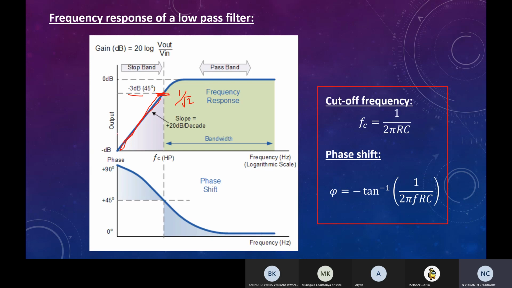This is exactly opposite to what we saw in the low pass filter. And the formulas remain the same. You can derive these formulas exactly like we did for the low pass filter. You can try them out yourself. So the cutoff frequency would be 1 by 2 pi RC and the phase shift would be minus tan inverse of 1 by 2 pi FRC. Here the phase shift is reversing. For a low pass filter it would be 2 pi FRC, and here it is 1 by 2 pi FRC.